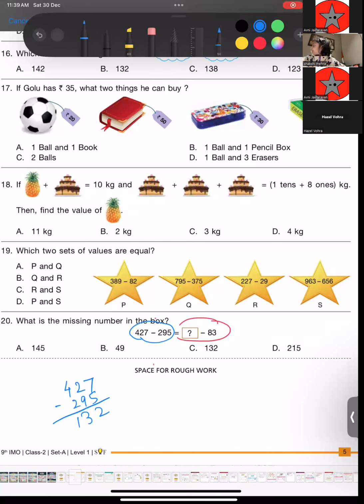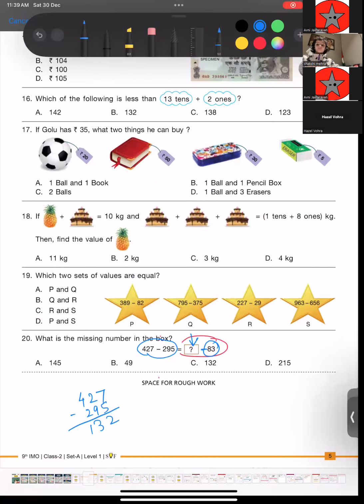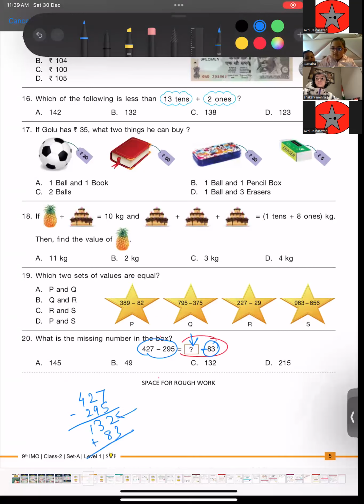Now Samaira can answer this. Now we have to find this. I have 83. 83 is minus on this side. When I bring it on the other side of equal to, minus becomes plus. So to 132 we will have to add 83. So you don't need to solve it. You know the answer is going to be bigger than 132. Agree? Definitely 132 and 145 are too close because I have to add 83 to it. So the only option that is left is 215. Did you understand this, children?